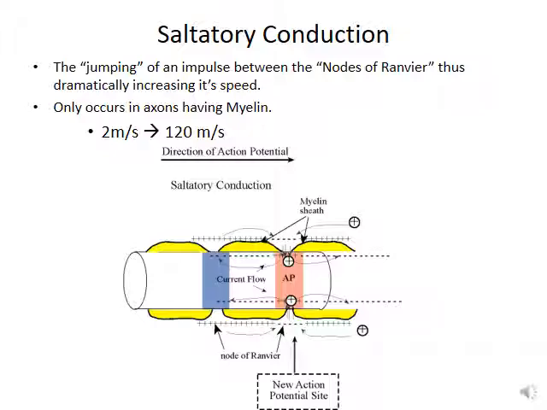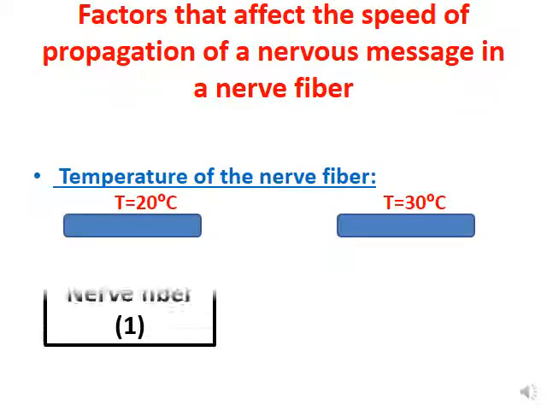Saltatory conduction is the jumping of an impulse between the nodes of Ranvier in a myelinated axon. This will dramatically increase the speed. It only occurs in axons having myelin. It increases the speed from 2 meters per second to about 120 meters per second, so it's about 60 times faster.